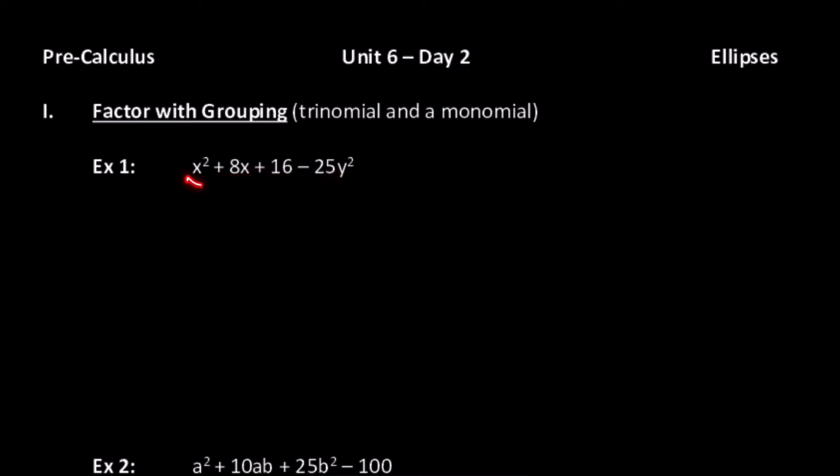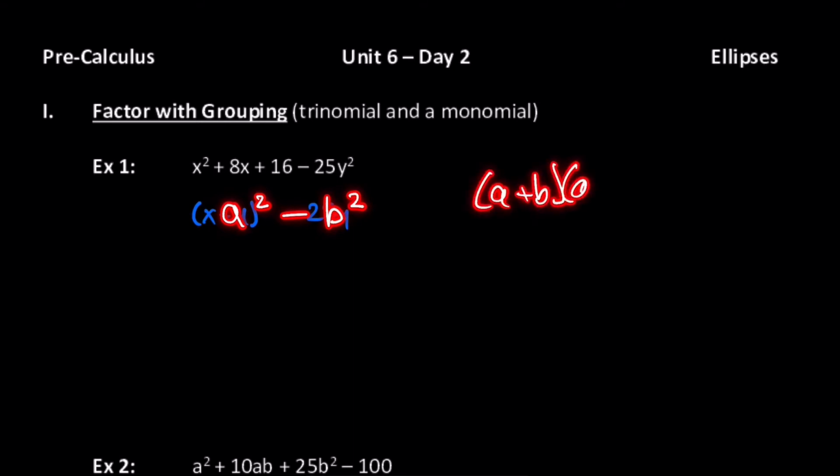If you notice this trinomial, signs are the same, both positive, two numbers that multiply to 16 add to 8, that's going to be x plus 4 times x plus 4, which is great, but I'm going to write that as x plus 4 squared minus 25y squared. Now, I know it looks a little bit more complicated than what you're used to seeing, but this is the same thing as a squared minus b squared, which factors to a plus b, a minus b. All right, a is just x plus 4, and b is just going to be 5y.